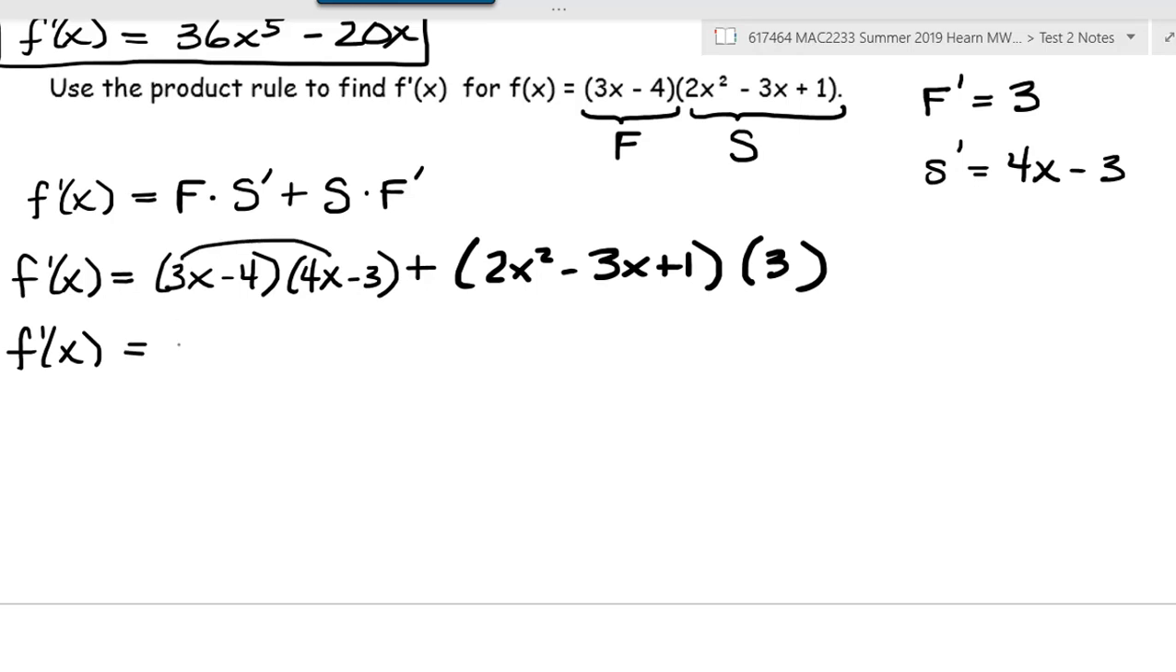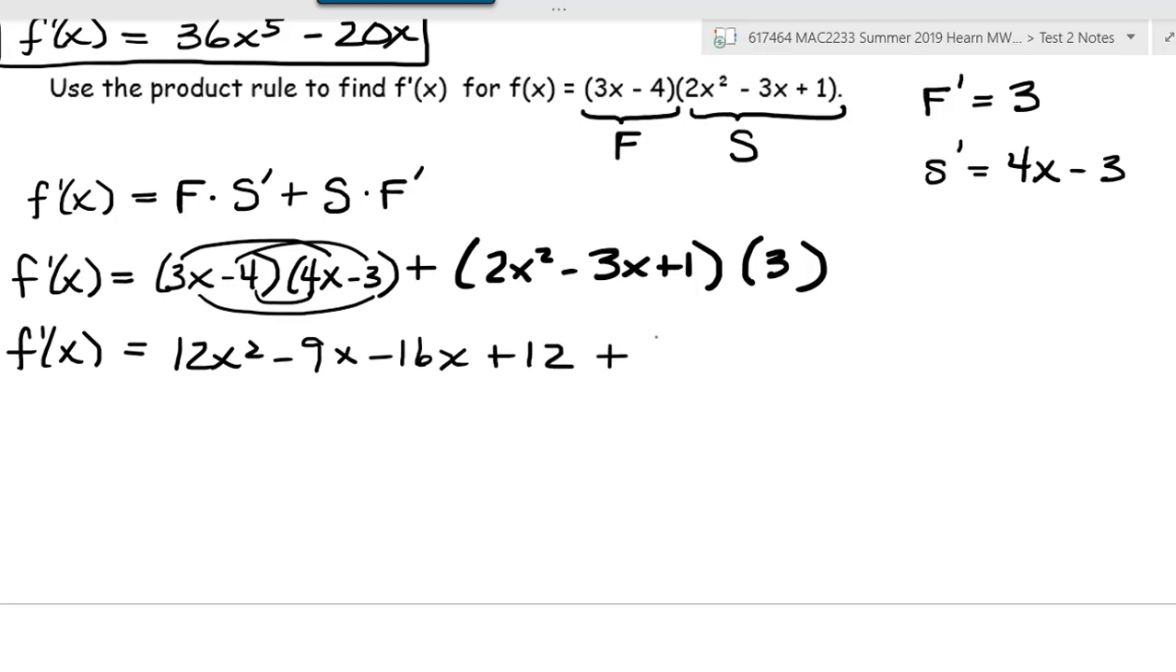So 3x times 4x is 12x squared. 3x times negative 3 is negative 9x. Negative 4 times 4x is negative 16x. Negative 4 times negative 3 is positive 12. And over here we're just going to distribute the 3. So we have 6x squared minus 9x plus 3. And let's see what we get here.